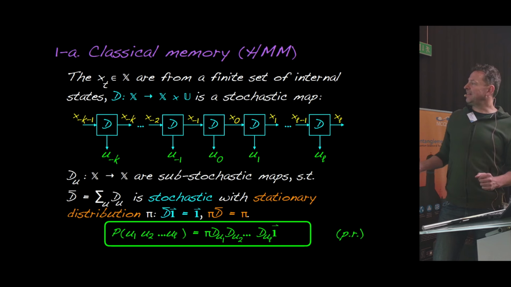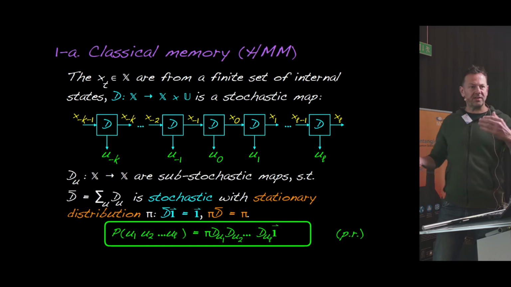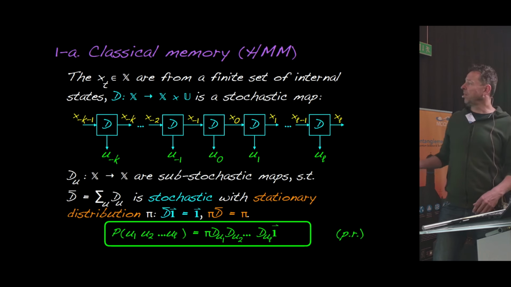And then you can write the probabilities basically as a long matrix product. Namely, for each u you have a substochastic map that takes you from the memory to the new memory state. You just multiply them up, and you apply on the one hand your identity, and on the other hand the stationary state, or a probability.